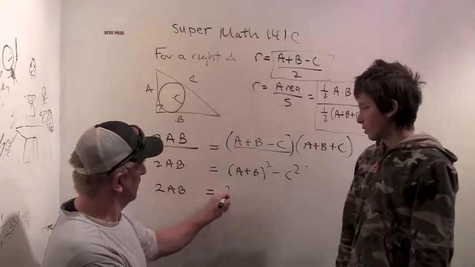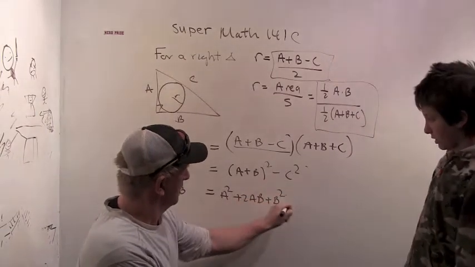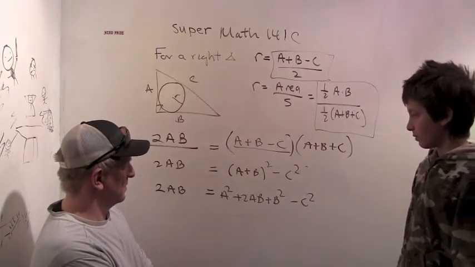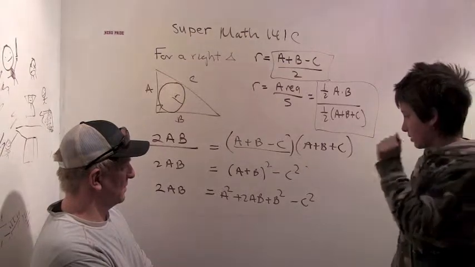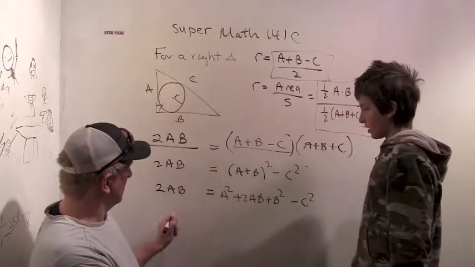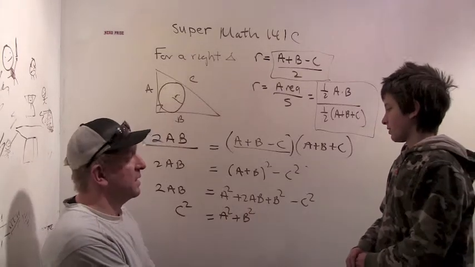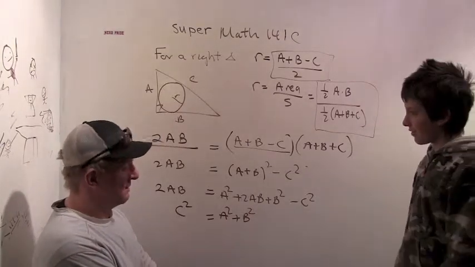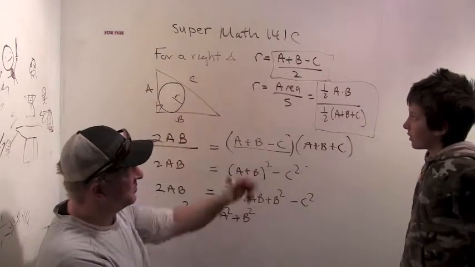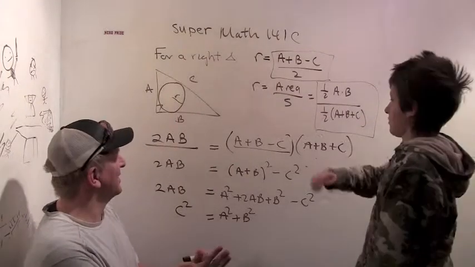Equals A squared plus 2AB plus B squared minus C squared. We have A squared plus B squared. If we subtract the 2AB and add the C squared to this side, then we get A squared plus B squared is C squared. Is that true? Yes, that's the Pythagorean theorem. So, are these two expressions equal to each other for a right triangle? Yes, indeed they are, because this is a wacky way of writing the Pythagorean theorem.